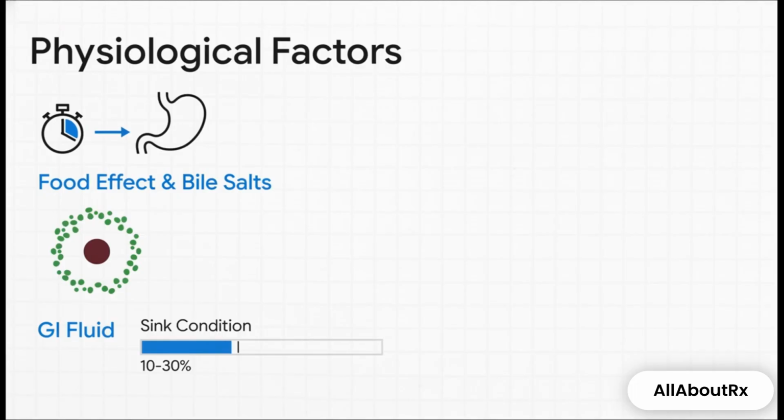And lastly, patient-specific variables change the game entirely. Faster gastric emptying means the drug gets to the absorptive surface of the intestines sooner. Then there's the food effect. Eating a high-fat meal triggers bile salts, and these act as incredible natural surfactants that solubilize highly lipophilic BCS class II drugs. Plus, a higher volume of GI fluid helps aggressively maintain those sink conditions we talked about earlier.